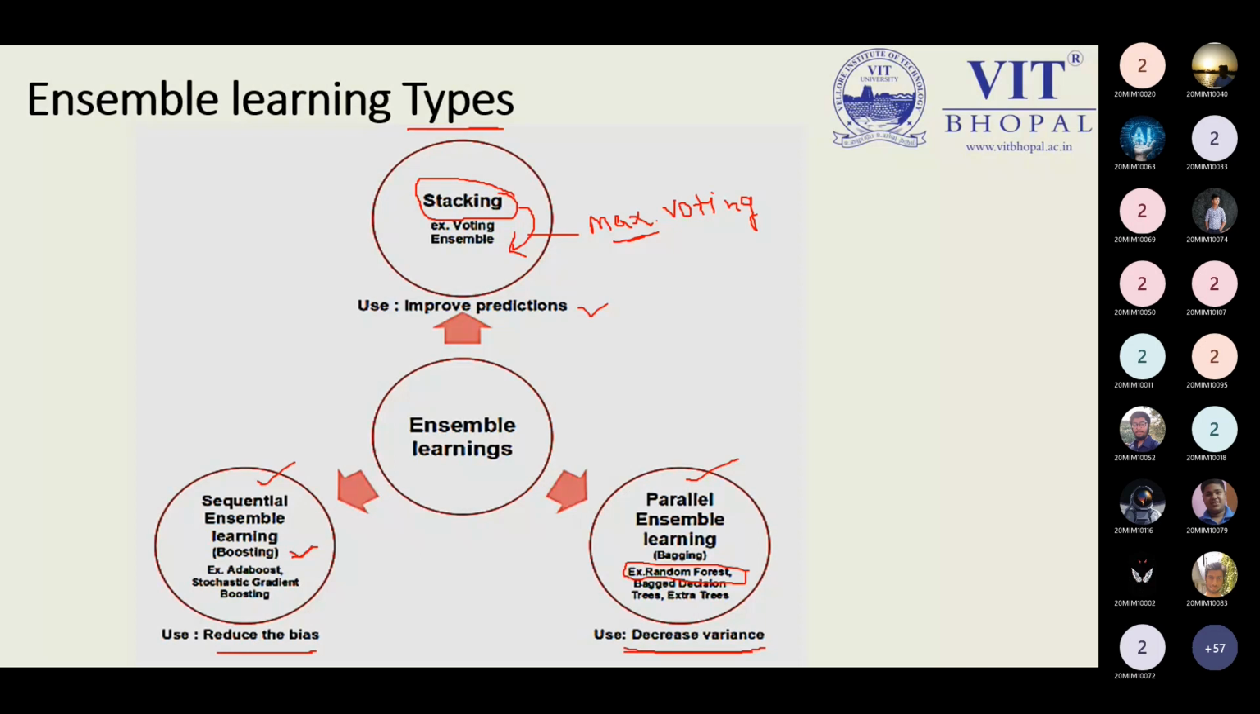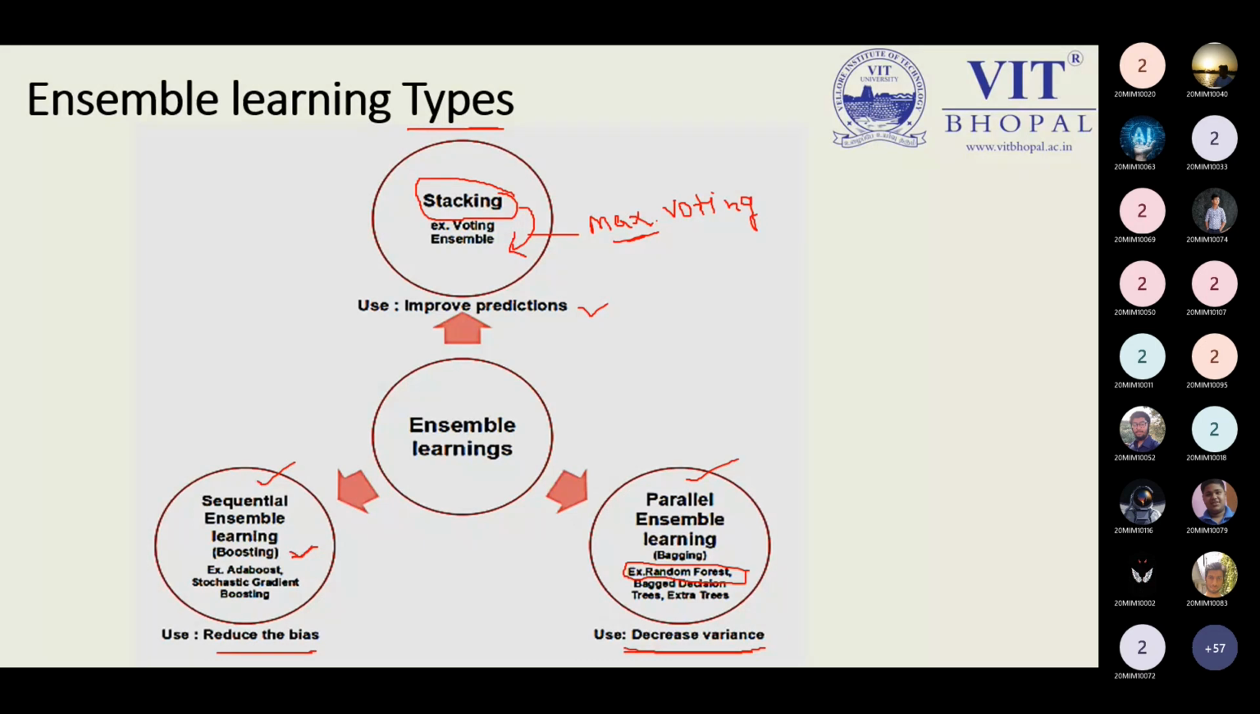Next one, we have sequential ensemble learning. Sequential ensemble learning is a very simple concept, and I will give you a diagram by which you can easily see. This is known as boosting ensemble learning. In boosting, the algorithms are AdaBoost and stochastic gradient boosting. These two are the algorithms applied in sequential ensemble learning, and the purpose of these algorithms is to reduce the bias.